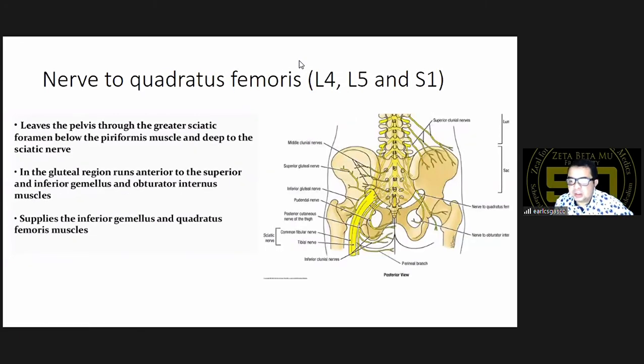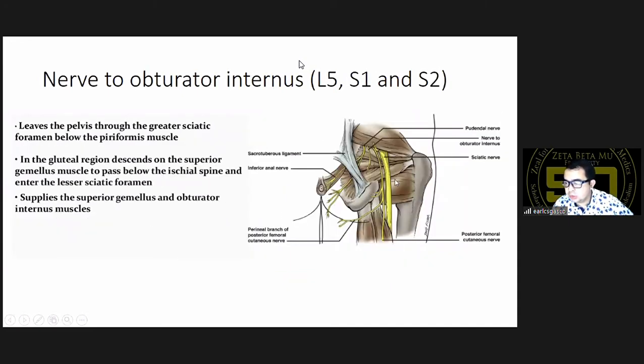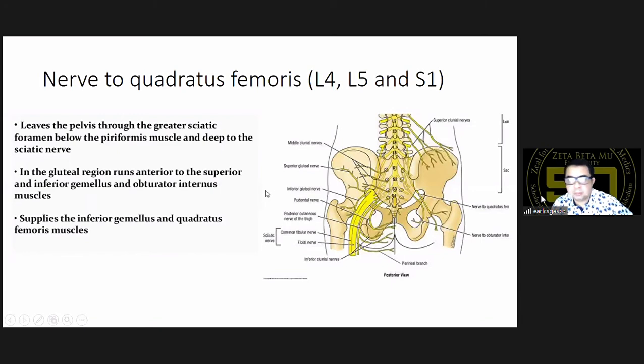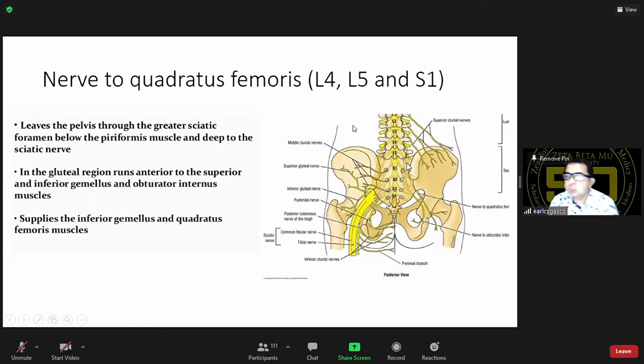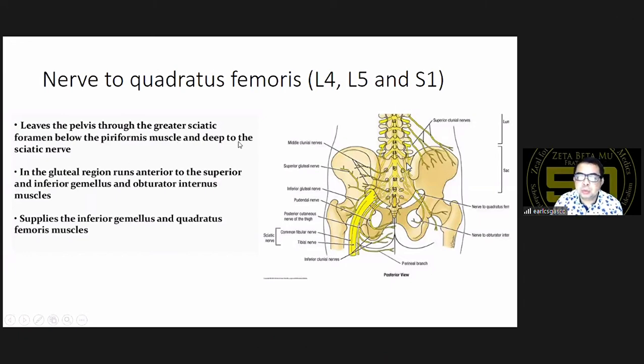Nerve to quadratus femoris. This is actually deeper. It's difficult to see in this image. Actually, you don't see it here. You have to remove some parts of your sciatic nerve and some of your muscles to actually see your nerve to quadratus femoris. Coming from L4, L5, S1 nerve roots, it leaves the pelvis through the greater sciatic foramen below the piriformis muscle and deep to the sciatic nerve.